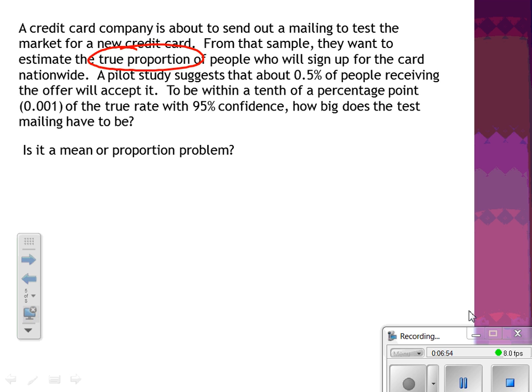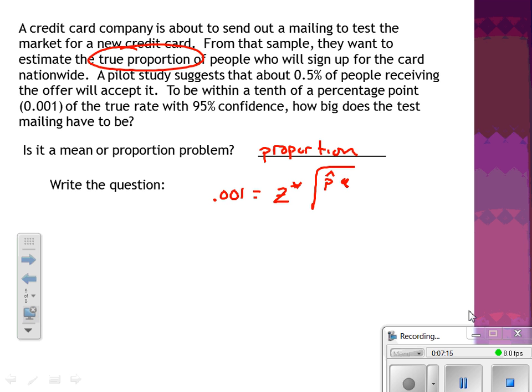So is it mean or proportion? Well, we're after proportions. So I'd like to find the true proportion. Write the question. In other words, we want to be within a tenth of a percentage point. They want to be very, very close. P hat, Q hat over n times z. They don't want to be very far off.